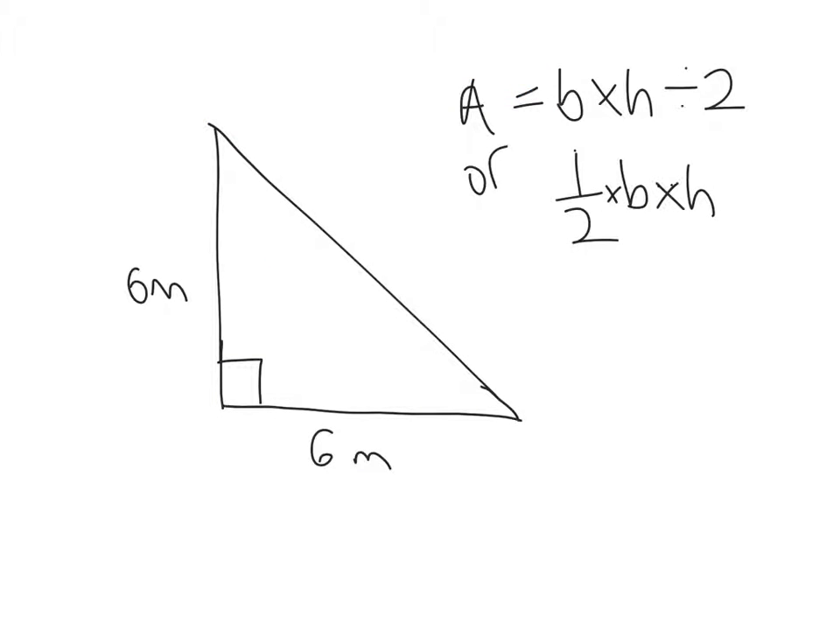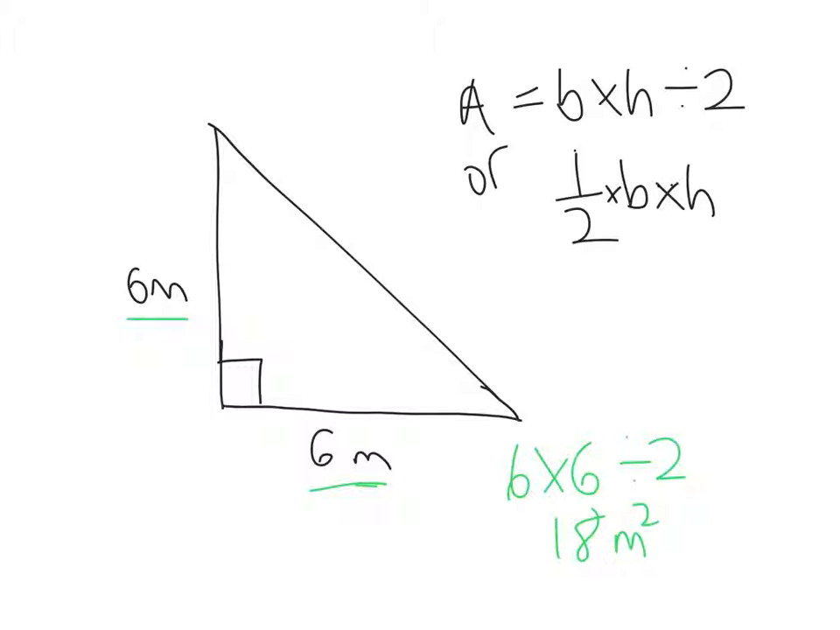So for this isosceles right triangle, if we were to figure out the area of it, we'd look at the base times the height divided by 2. So it's going to be 6 times 6 divided by 2. So that's going to end up being 18. It's going to be meters squared.